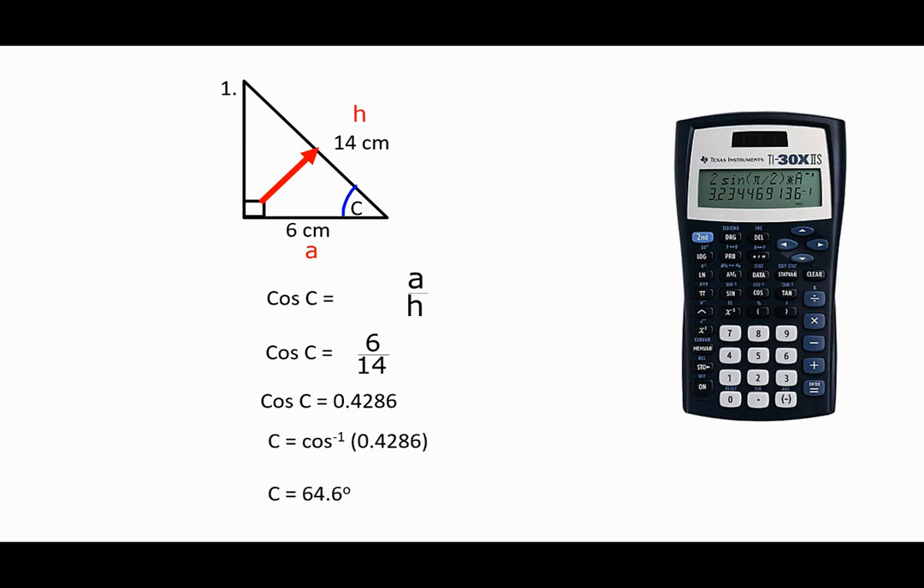So now we're going to find our inverse cosine. Again, we do our second button, and then we hit our cosine button right there, and it activates the blue functions that we have in our calculator. Once we get our answer out, it'll be 64.6. 64.6 is our angle measure.